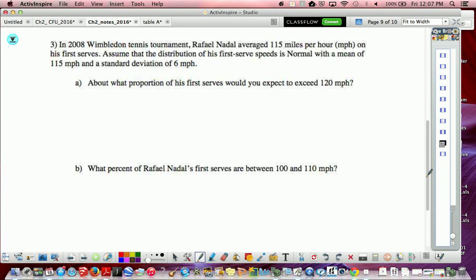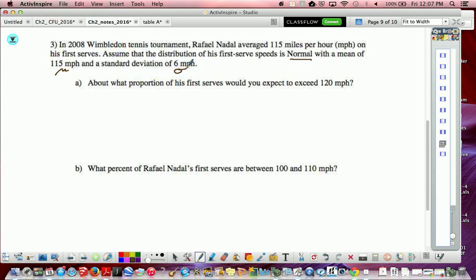Assume that his distribution of first serves is normal. Mean of 115, standard deviation of 6. So I'm going to note those means and standard deviations. About what proportion of his first serves would you expect to exceed 120 miles an hour?